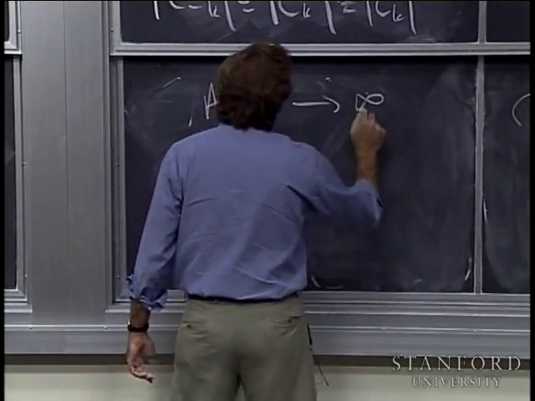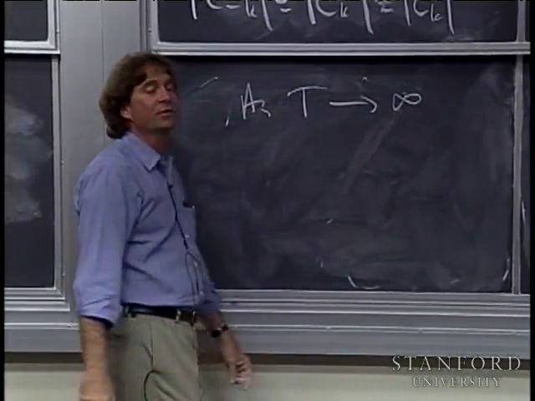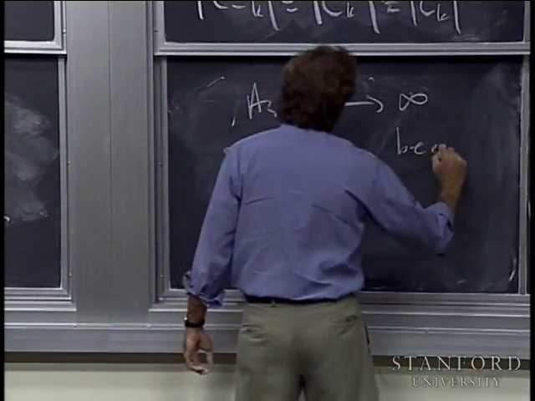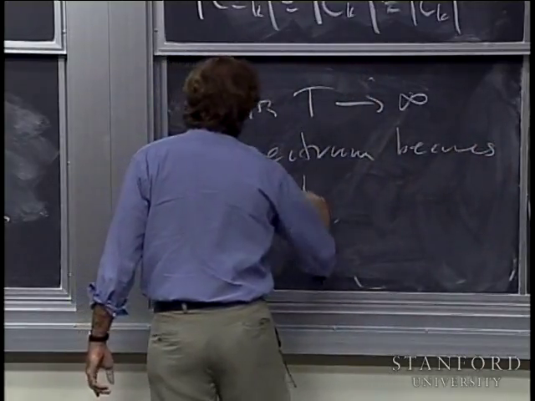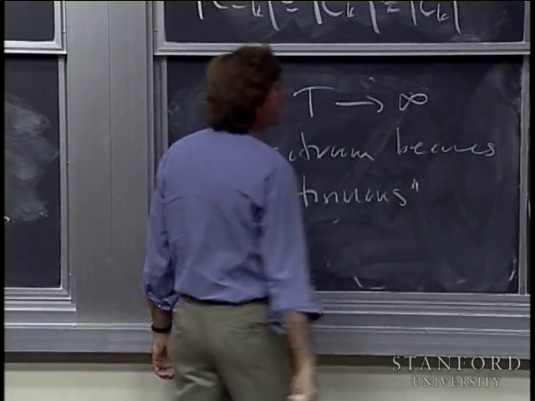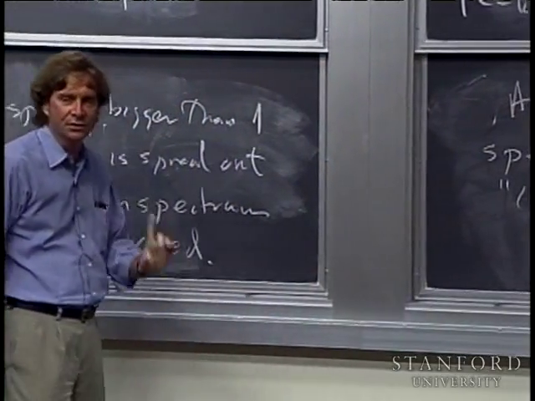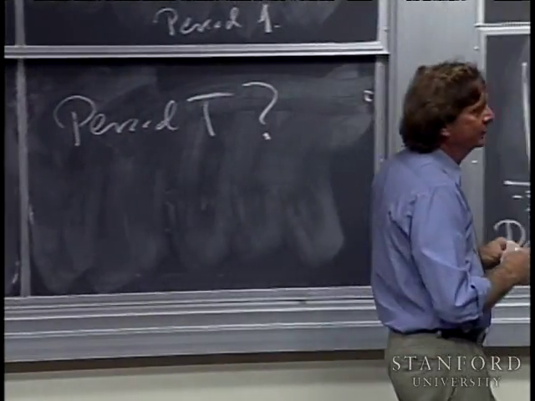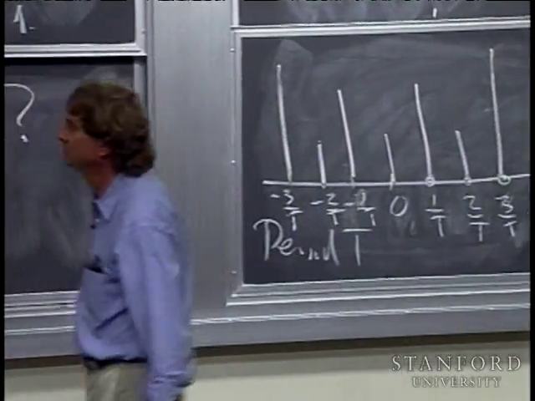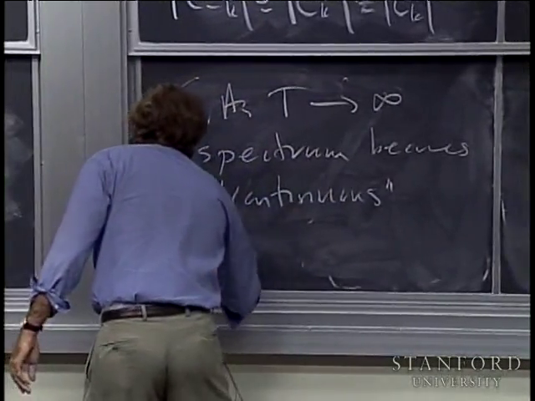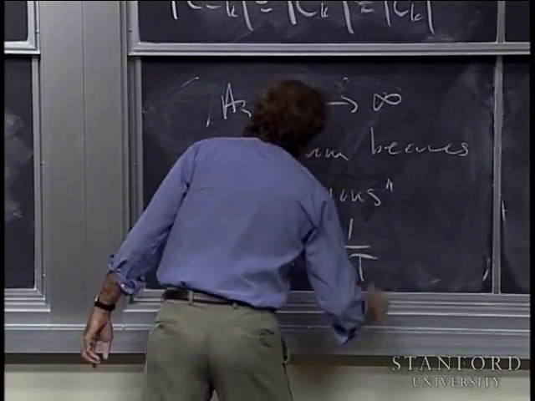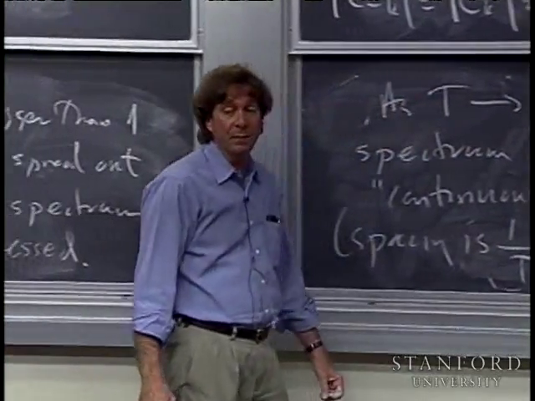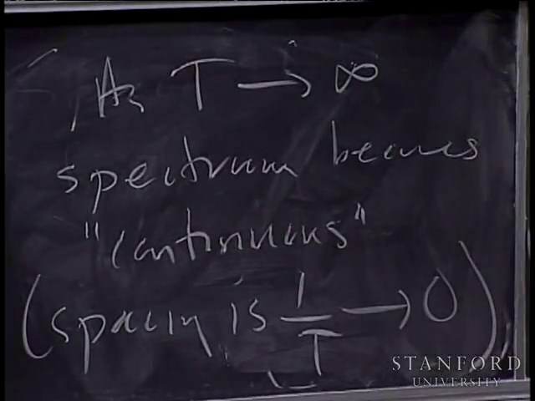As T tends to infinity, the spectrum becomes sort of continuous. I'm going to make this more explicit, if not more precise, in just a minute. All right? But the idea is the frequencies are getting spaced closer and closer together because the spacing is 1 over T. If T is tending to infinity, the spacing is tending to 0. That's what I mean by the spectrum getting continuous. All right, so the spectrum is getting squeezed.